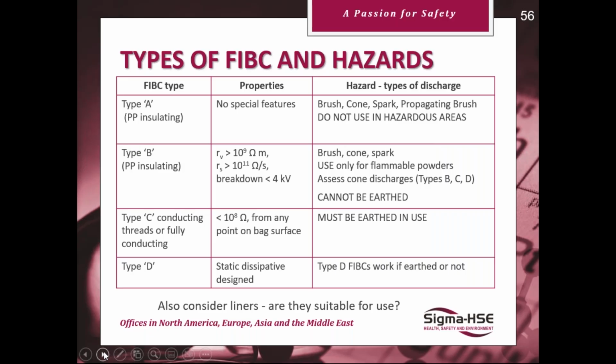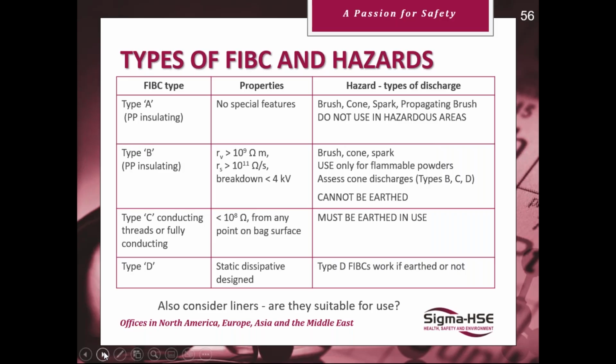So type A has no special features. The type of hazard you can get are basically everything. Do not use them in hazardous areas at all. Type B, you have a breakdown of less than 4 kV, so it reduces the energy of the discharge. You can still get brush, cone, and spark discharges. Use only for flammable powders, not gases, etc.